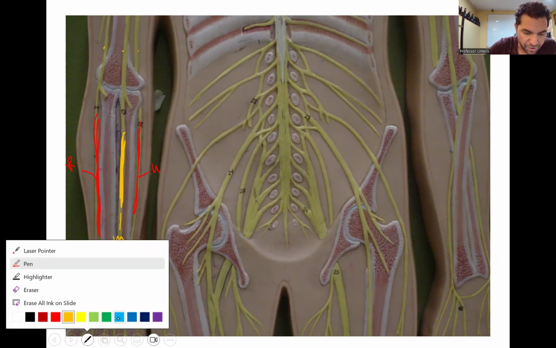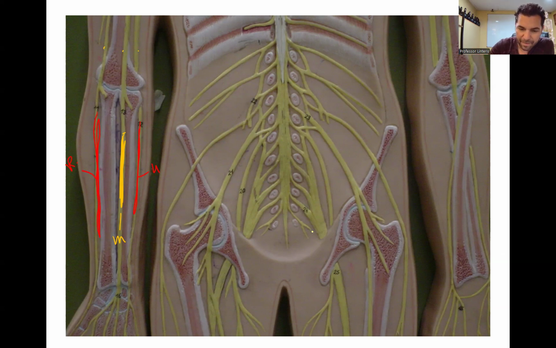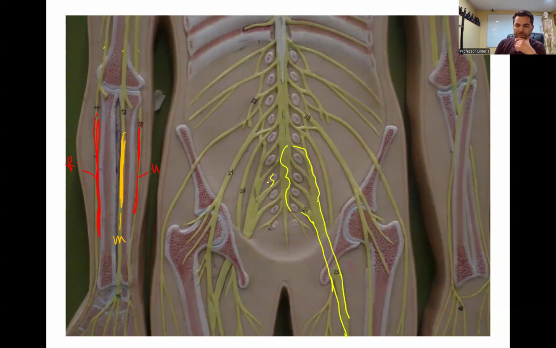Here, I'm going to show you something that allows us to differentiate. This big guy that runs down is our sciatic nerve. So you can see it comes up. This is the sacral region. I remember sciatic, sacral, SS. That is our sacral region. Above it is our lumbar region, aka our lumbar plexus. So this one is the sciatic nerve.